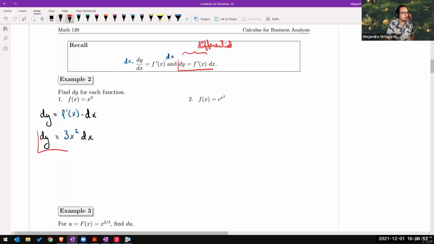Okay, now for more practice, what would we get for this one? Again, remember, it's still the derivative times dx. Now, what would be the derivative of e to the x squared? Well, that one is maybe not so easy. Not too hard, but not too easy either. It's going to be an e to the x squared.